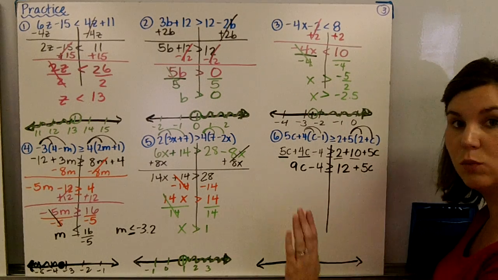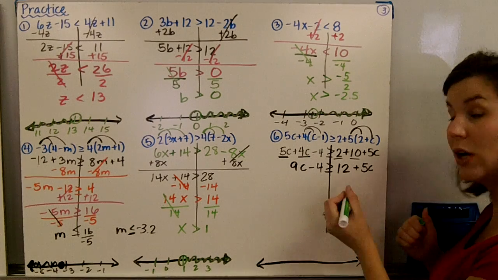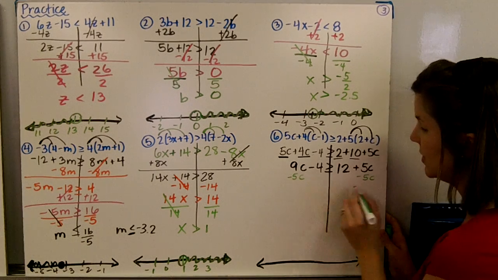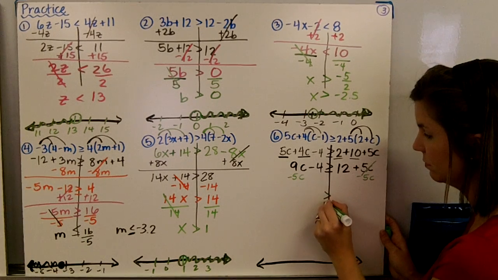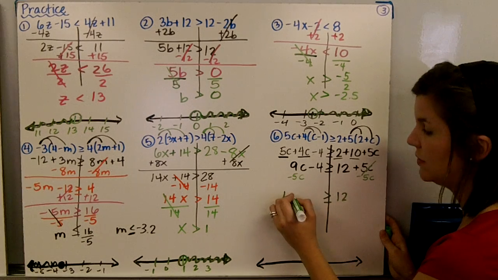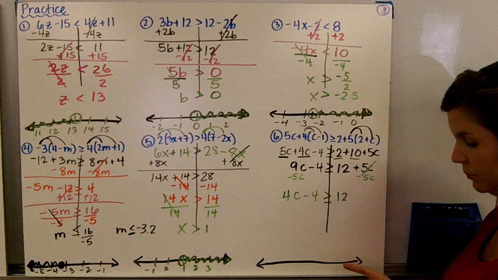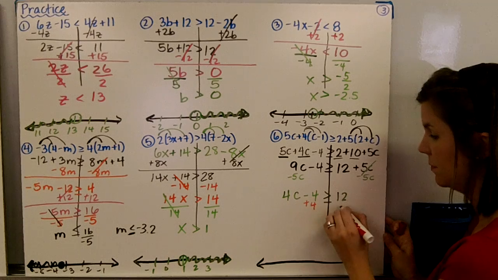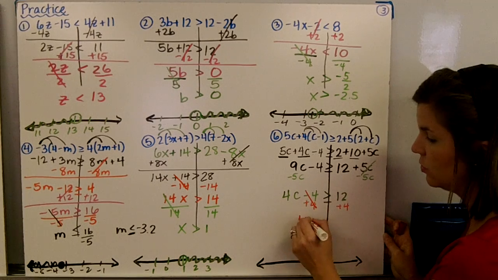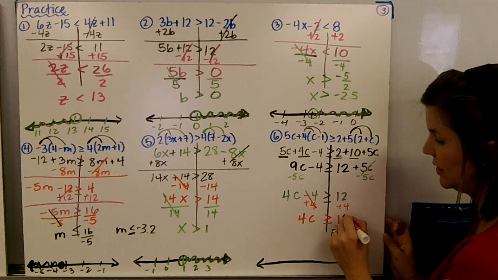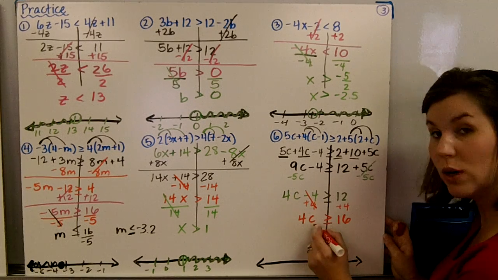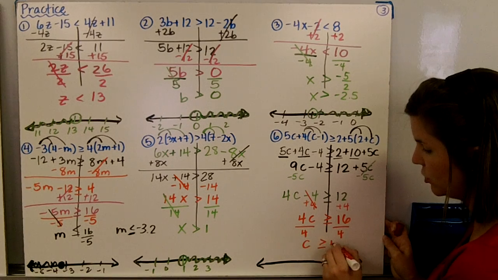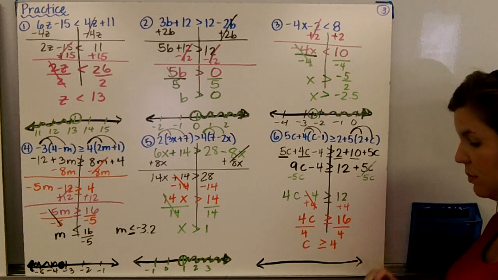Now I want everything with c on one side and everything with just a number or a constant on the other side. So I'm going to subtract 5c from both sides. 9c minus 5c is 4c. Now I need to add this 4 to both sides. Those cancel. 4c is greater than or equal to 16. To get rid of the 4 times the c, you divide. And c is greater than or equal to 4. 16 divided by 4 gives me 4.